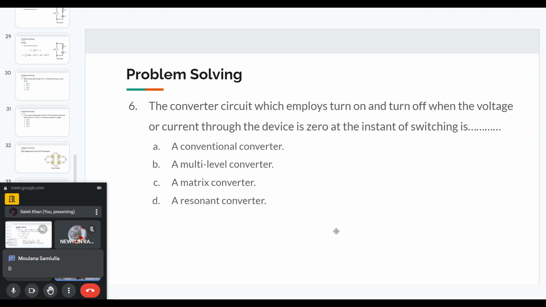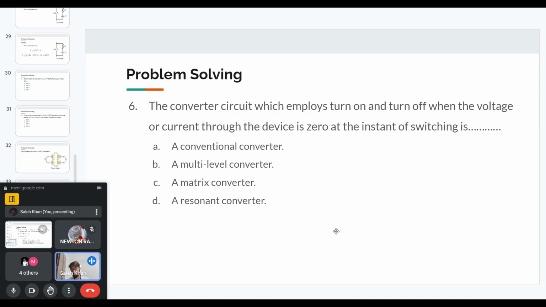Okay, so we have not covered this in the course. Conventional converter is not a particular kind of converter. We can have different conventional converters. But the other three options, we have talked about multi-level converter. It can be multi-level in AC or DC, but multi-level does not have anything to do with zero voltage or zero current turn off or turn on. Multi-level converter will reduce the voltage across the device, but it will not make it zero.